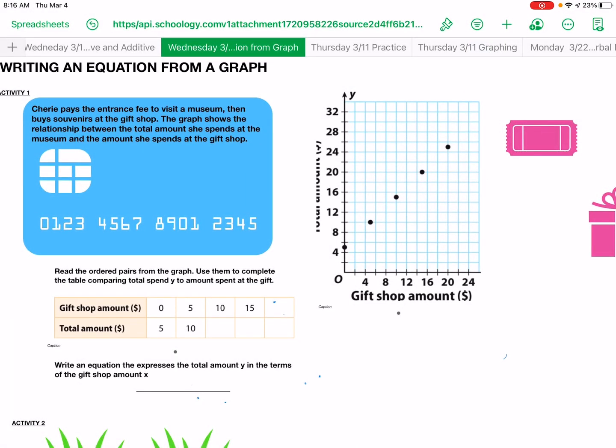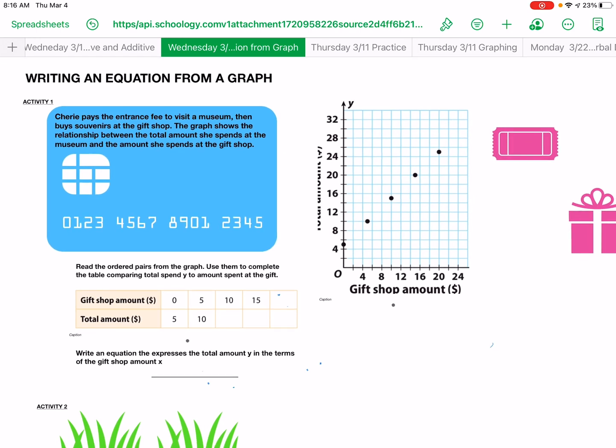Hello. Today, for the second part of your workflow document, we're going to be talking about writing an equation. You're going to have a situation, and we're going to graph it, and then we're going to put it into a table, and then you're going to come up with the actual equation.